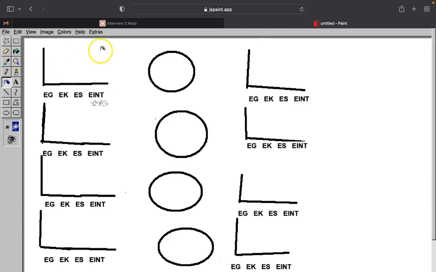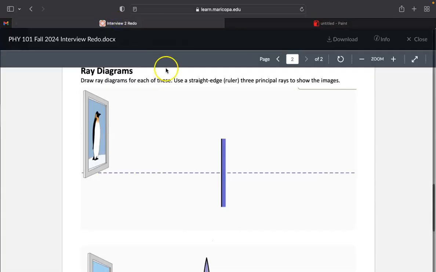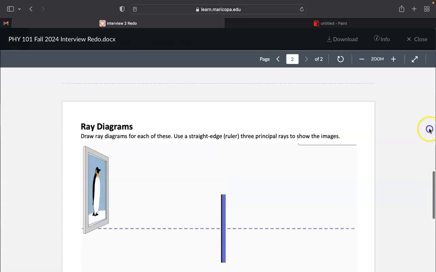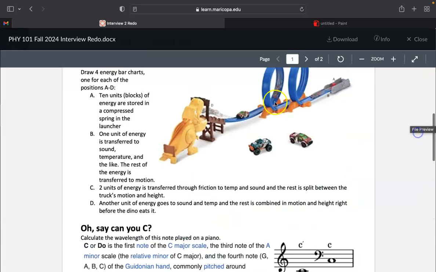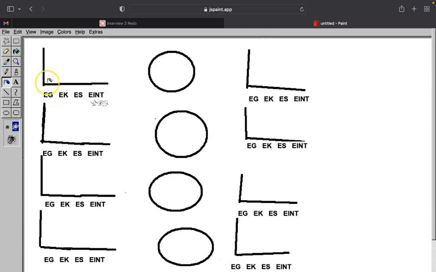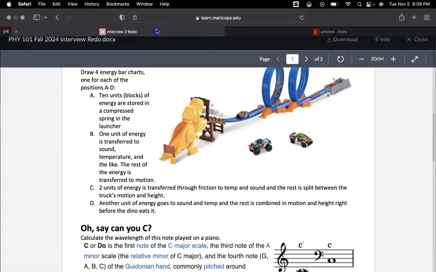So, we are going to start by looking at this. For A, we have 10 unit blocks of energy that is stored in a compressed spring launcher. So we're going to do this by leaving this one blank and then adding 10 spring energy. Think of that as an arrow. I'm just going to write 10 spring energy blocks.